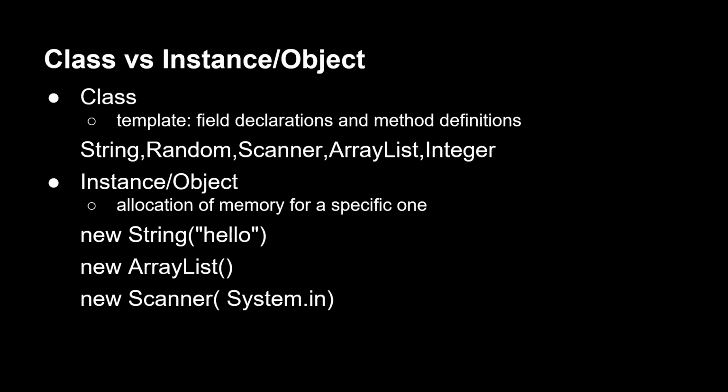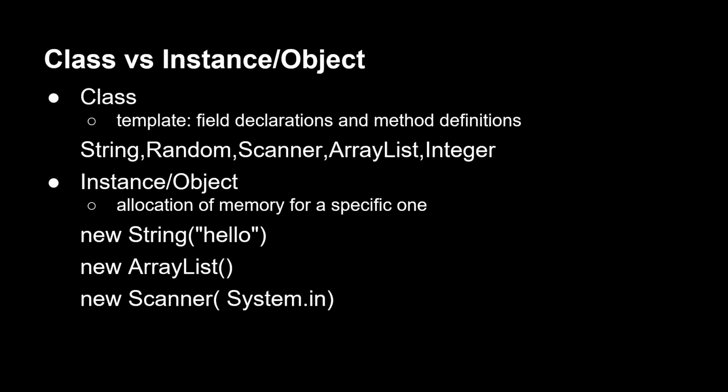Similarly for strings. The String class has methods for working with any string. You create an instance of a string with specific characters, and then those methods operate on those specific characters in the instance. The instance methods do. Okay? Creating an instance or object.